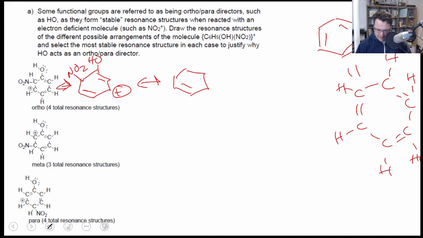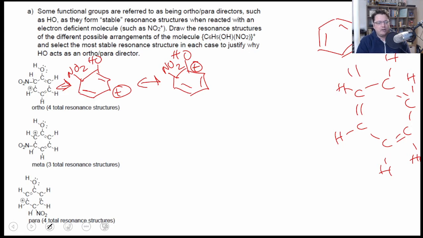And so you get this, and you get this, and you have your OH right here, right? And now that positive charge is on that carbon. You still have your NO2 here. Now, just looking at this right here, we can already see that that positive formal charge is actually spread out across 3 atoms at this point already. It's spread out across 3 carbons in that case.